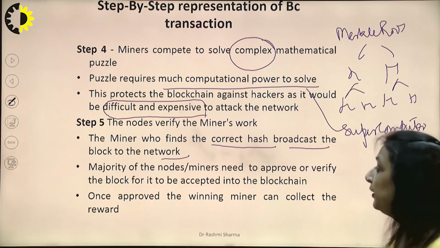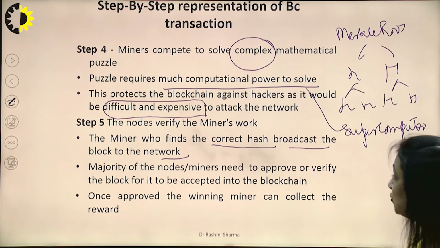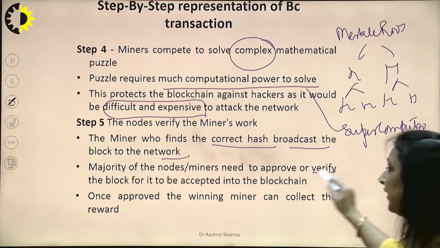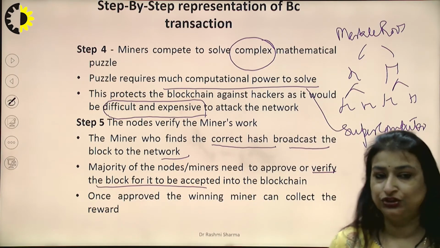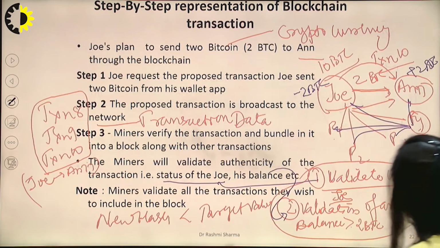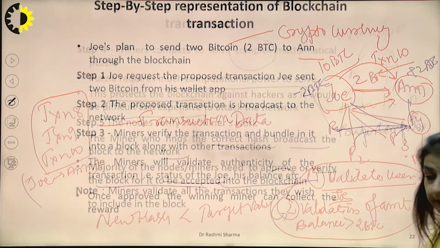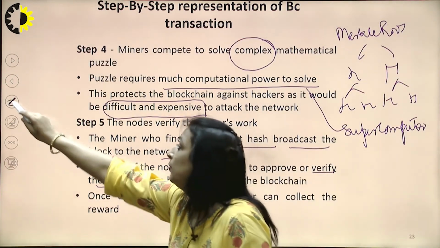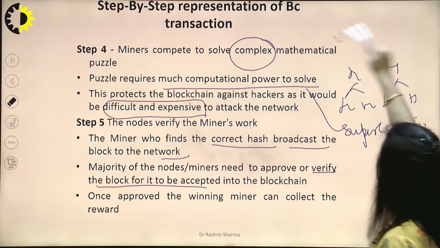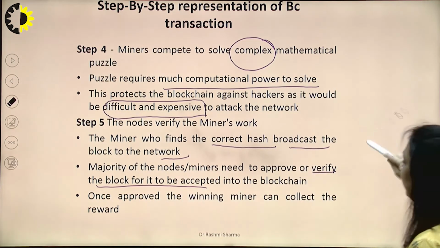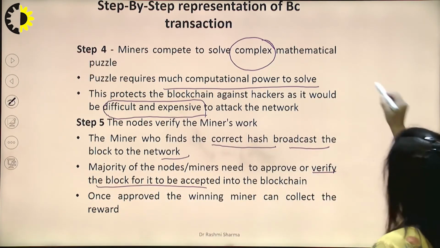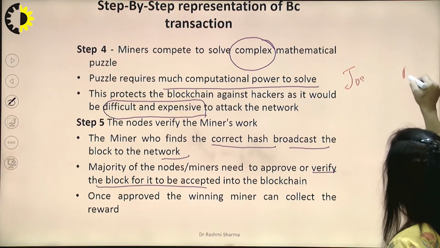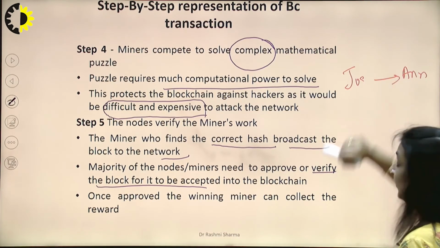Okay, the majority of the miner nodes need to approve or verify the block before it is accepted by the blockchain. Here comes the catch. We have seen that P4 was the winner. So I come again to this point: P4 is the winner in my blockchain, and P4 is telling that he has generated a value. This is Joe, this is Anne. So they are doing the transaction.